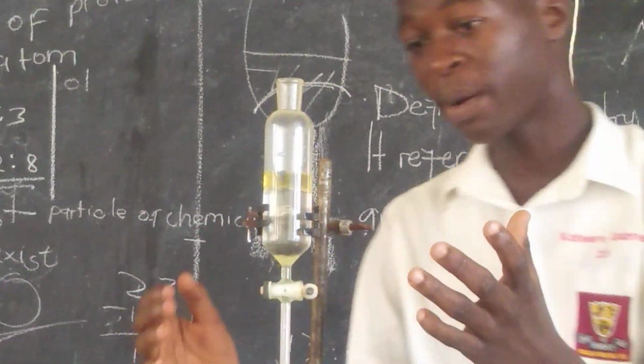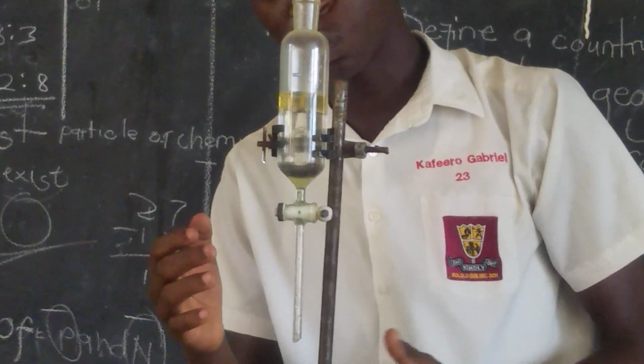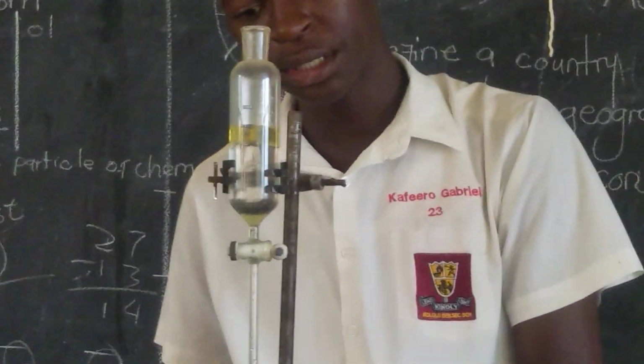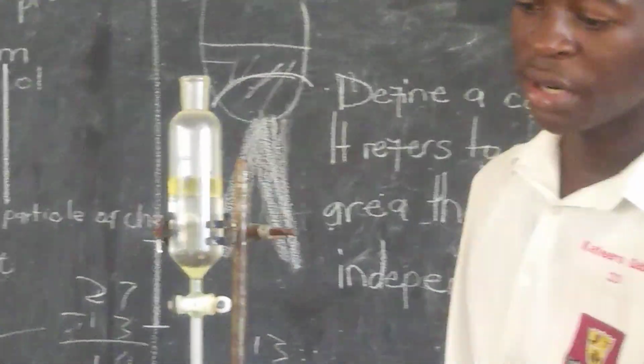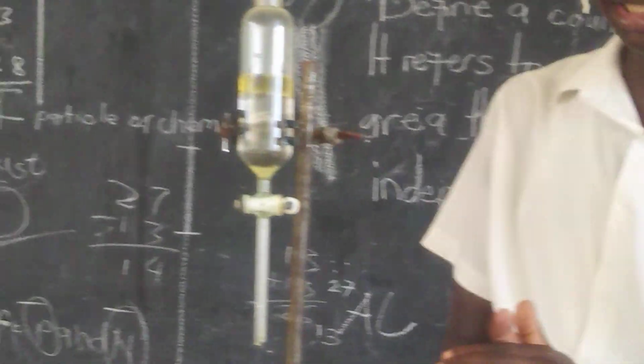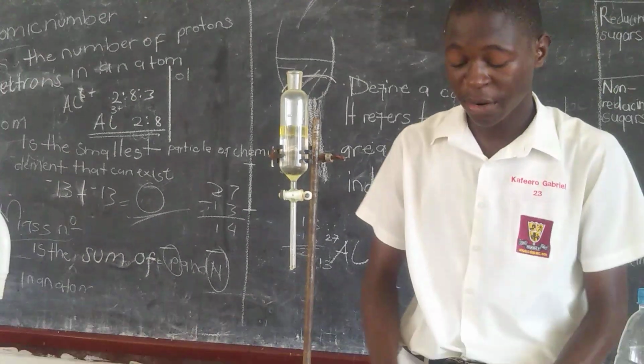As you can see, they are separated already, but we need to make sure that they are permanently separated, because the water is still in this separating funnel, so we need to separate it. Yeah, so how do I separate it?